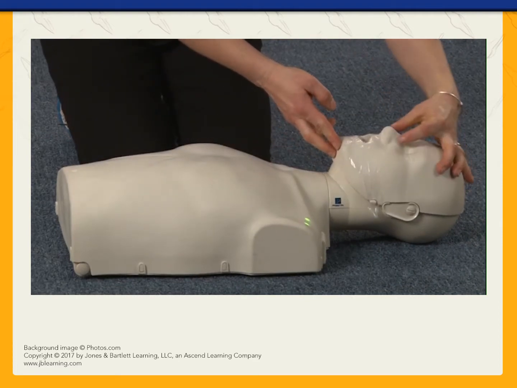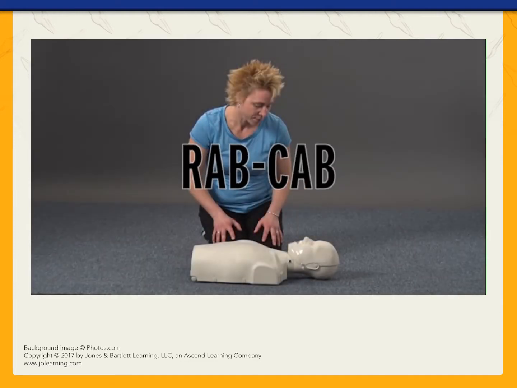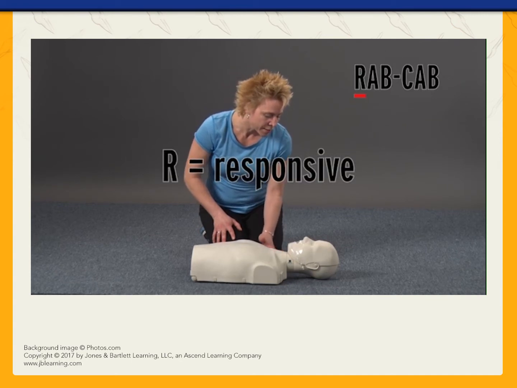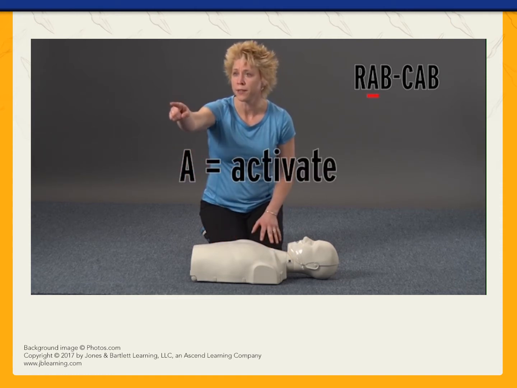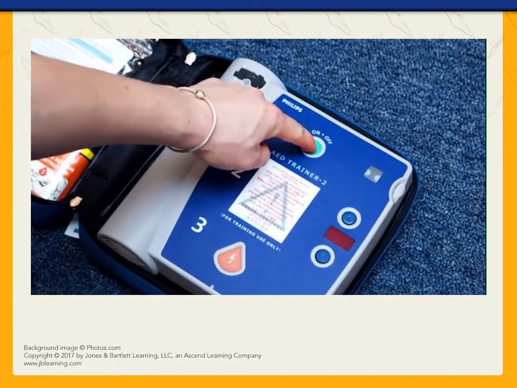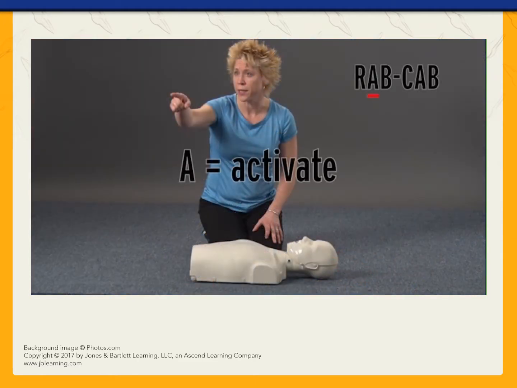This part of the video shows and explains the complete CPR sequence. Use the mnemonic RAB-CAB to remember what to do when providing CPR. R stands for responsive. Tap the person on the shoulder and shout, "Are you okay?" A stands for activate EMS. For an adult, call 911 or the emergency response number and get an AED, or have someone else call and get an AED if available. If you are alone and the person needing help is a child, give 5 sets of CPR before calling 911.